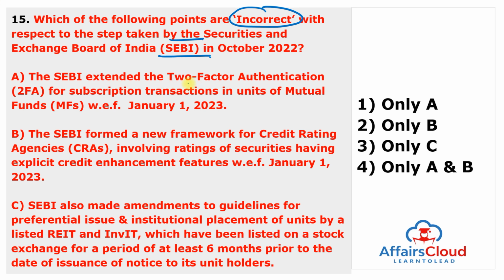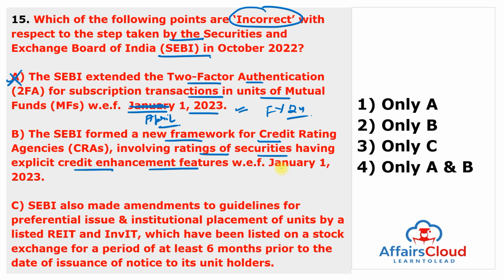So SEBI extended the two-factor authentication for subscription transactions in units of mutual funds with effect from 1st of January 2023. This statement is wrong because this is not from 1st of January, it is from 1st of April 2023. It means it is for the financial year 24. So first statement is wrong. The SEBI formed a new framework for the credit rating agencies involving rating of the securities having explicit credit enhancement features with effect from 1st of Jan 2023.